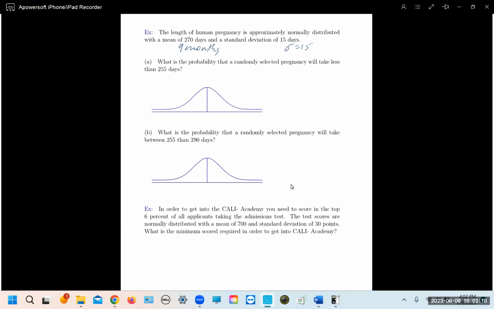And let's see, what is the probability that a randomly selected pregnancy will be less than 250? So it should be around this area.